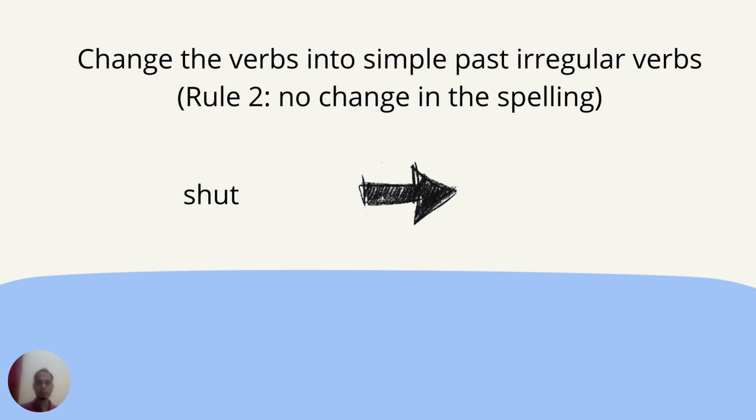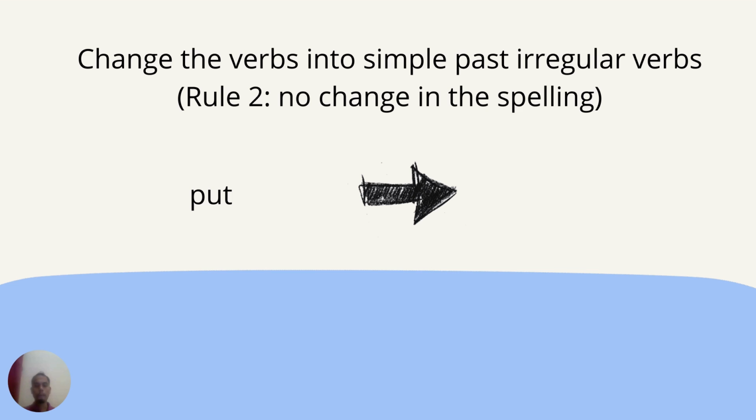Good. Next. Bet. Repeat after me. Bet. So what is the past tense form for bet? Nice, very good, class. The past tense form for bet is also bet. Next, cut. I think you all know because we are still under rule number 2, which is no change in the spelling. So the past tense form for cut is also cut. Good.